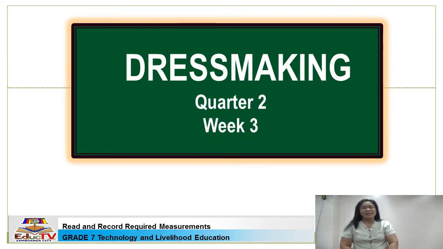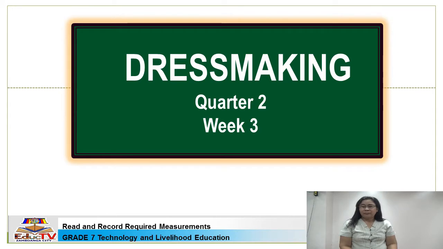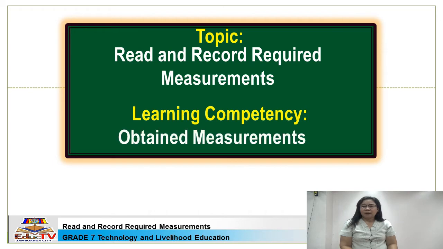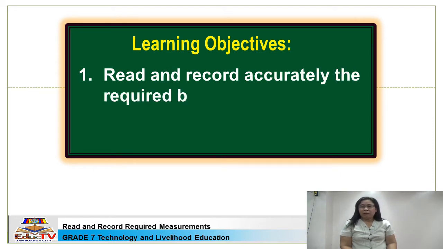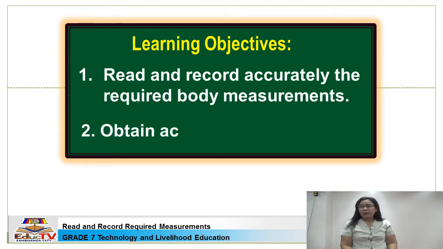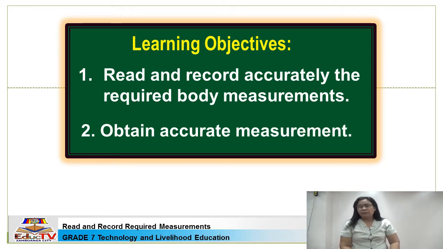Discussing to you the lesson on dressmaking, quarter 2, week 3. Our topic for today is about fit and record the required measurements. Our learning competency: obtain measurements. Our learning objectives: 1. Read and record accurately the required body measurements. 2. Obtain accurate measurements.